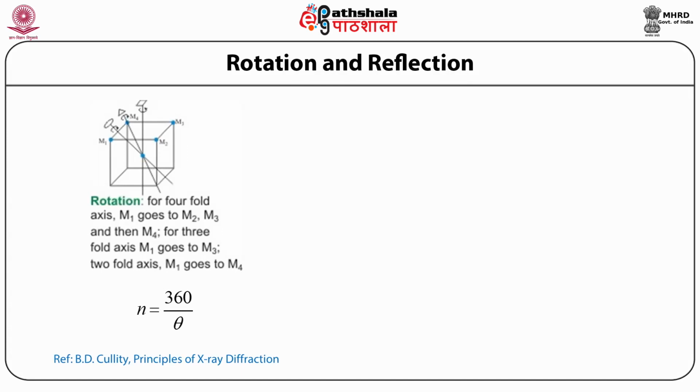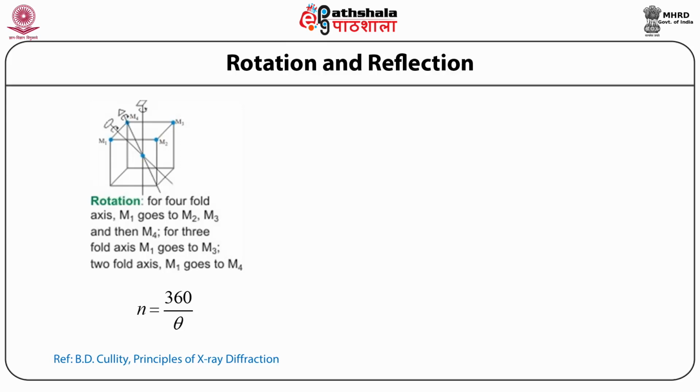This kind of symmetry is about an axis. When a lattice is rotated about this axis by an angle of 360 degrees by n, some arrangement of lattice points is reproduced. This axis is called an n-fold rotation axis. Possible values of n are 1, 2, 3, 4 and 6, but not 5.